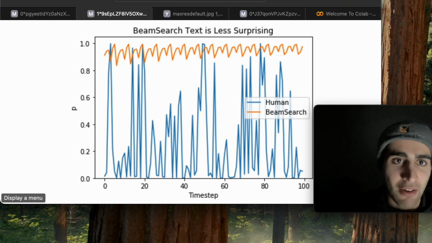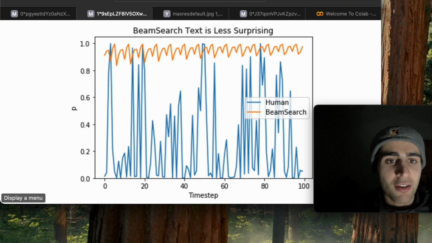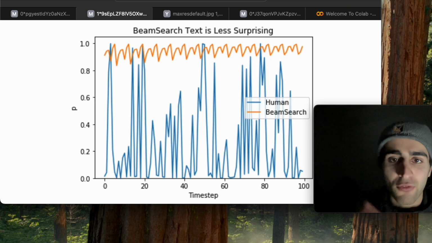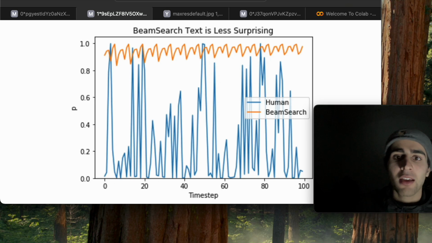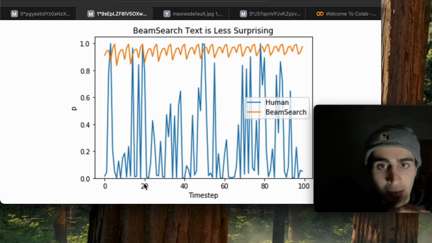Okay, now let's look at this graph. And the title is Beam Search Text is Less Surprising. And what we have here is time step on the x-axis. So here's the thing, time step, when you refer to a large language model, is the same thing as token step or sequence number. That is to say that time step 20 means the 20th token generated in a sequence. So just think of time step and sequence as analogous terms.